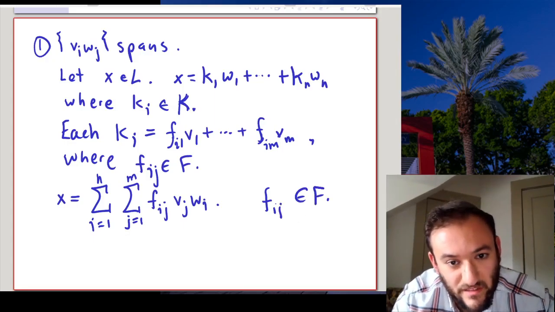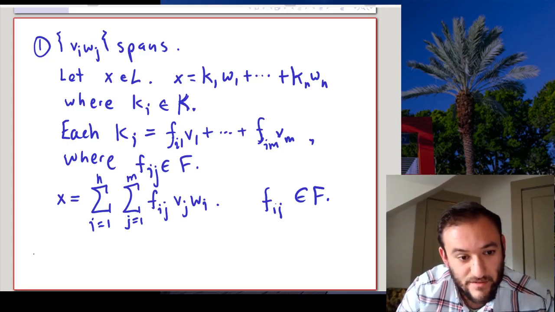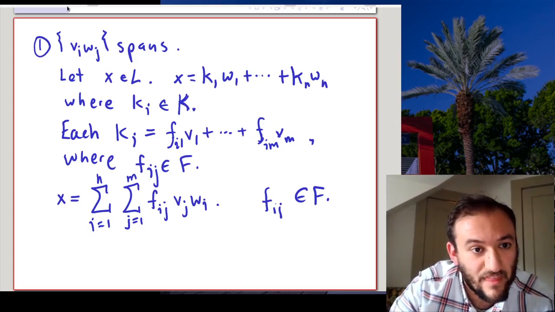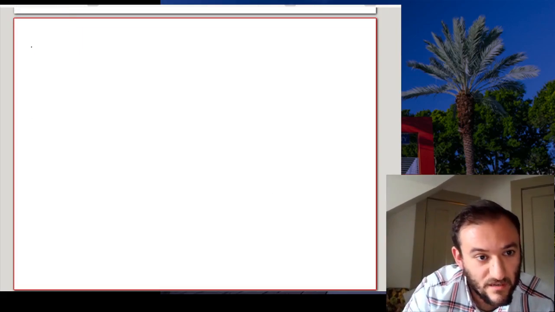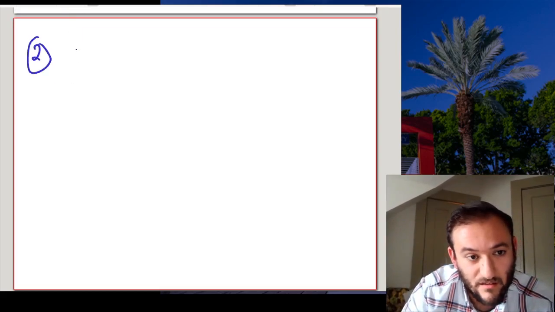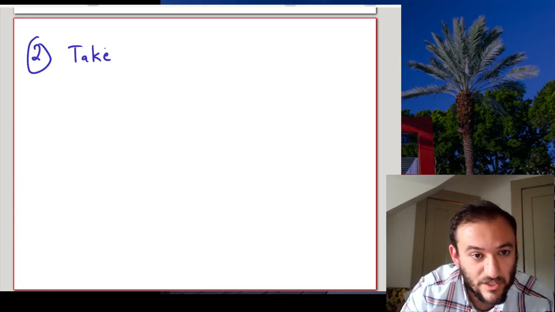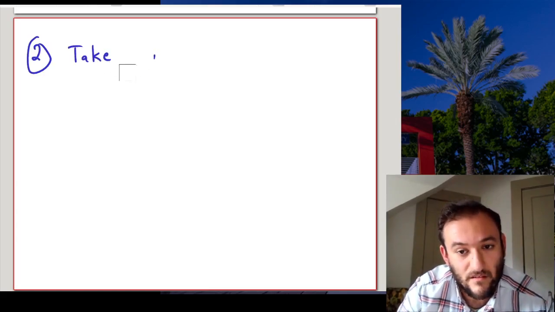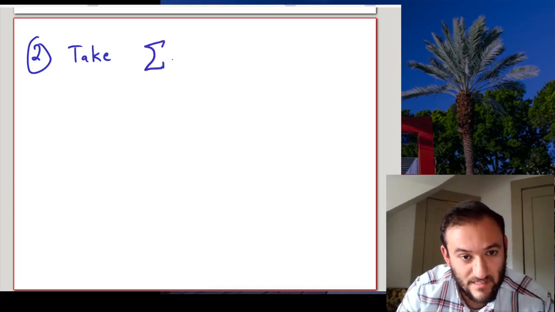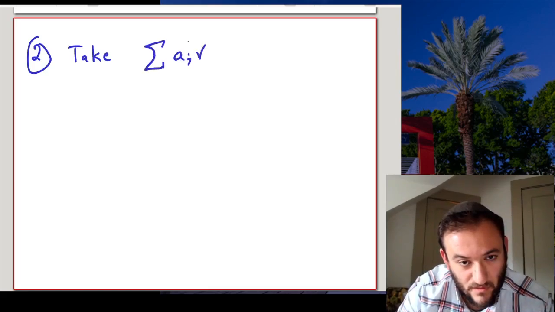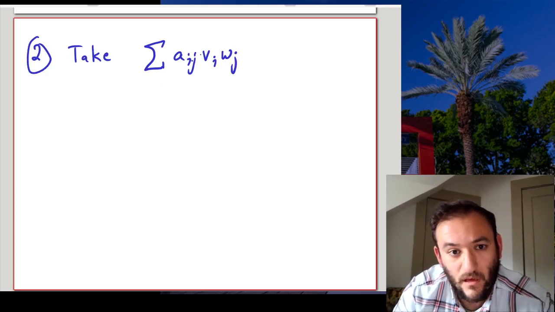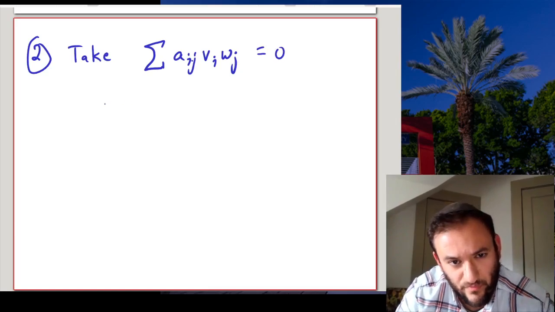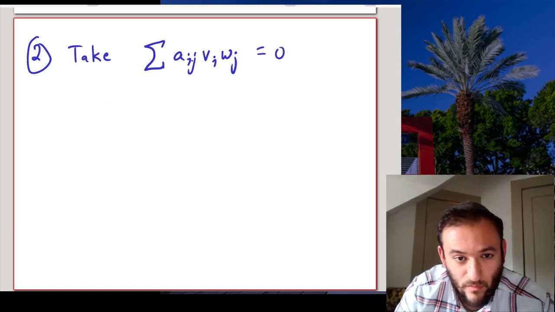Great. Okay, now we need to show that they're linearly independent. So let's get one more page for that. So suppose we're given some linear combination of the Vi Wj's, and we're told that this is equal to 0: the sum of aij Vi Wj. Okay, so if this is equal to 0, then we can group these.